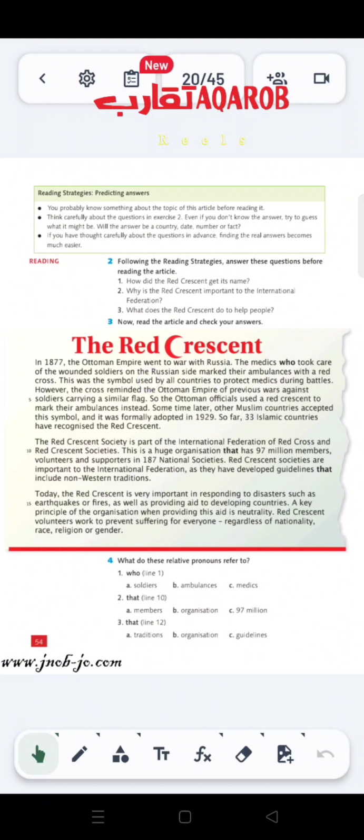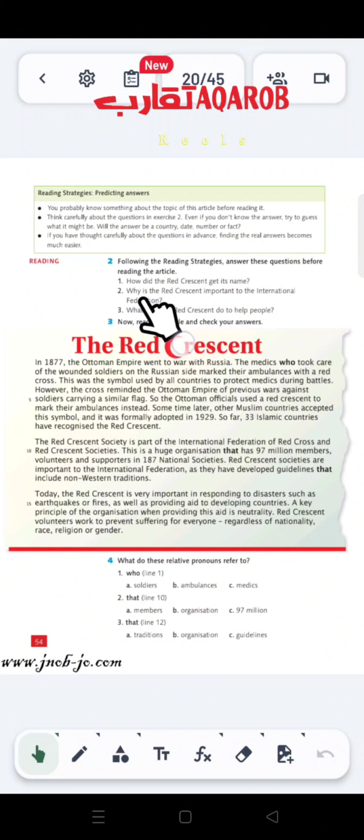So the symbol of the Red Cross, which represents Christianity, was used by all countries to protect medics during battle. This cross reminded the Ottoman Empire of previous wars, so they changed it to the Red Crescent that symbolizes Islamic countries or the religion of Islam.